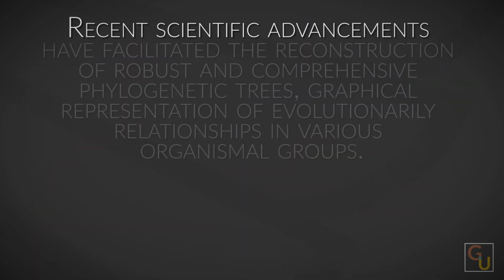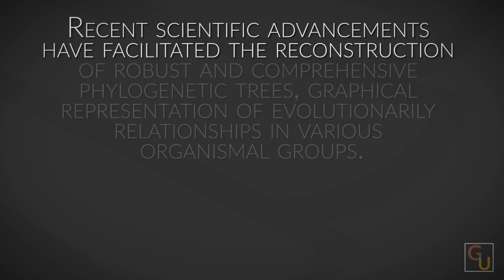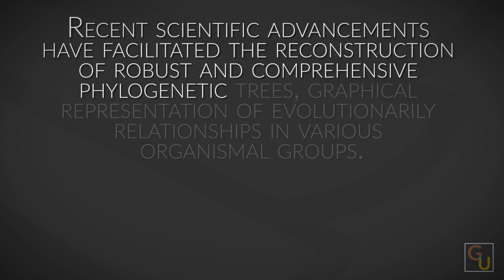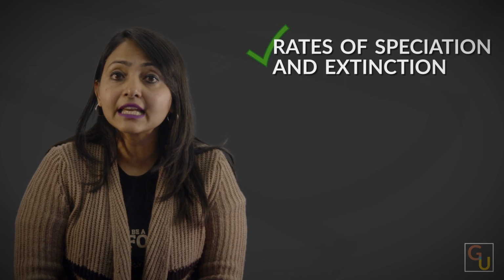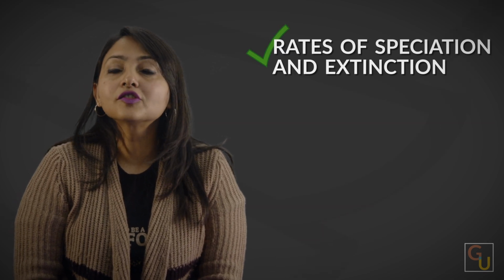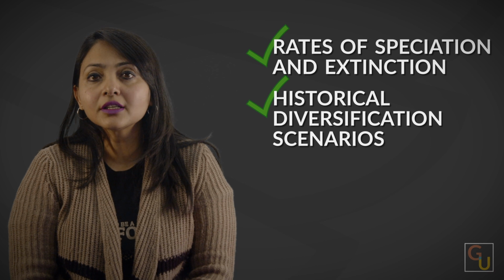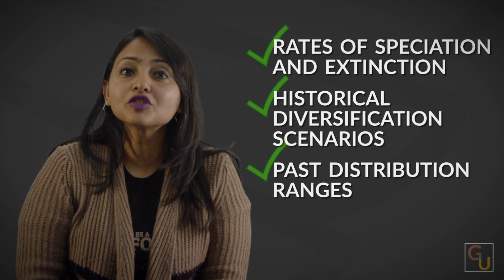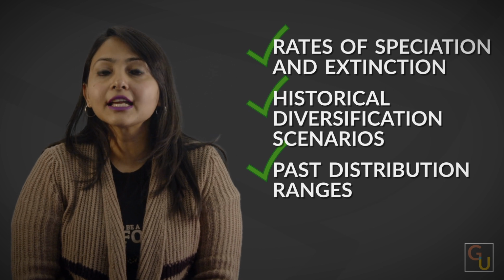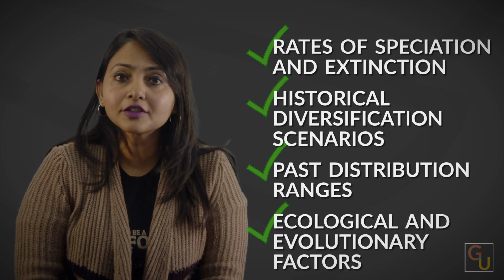Recent scientific advancements have facilitated the reconstruction of robust and comprehensive phylogenetic trees, graphical representations of evolutionary relationships in various organismal groups, that provide the essential frameworks for the estimation of rates of speciation and extinction, reconstructing historical diversification, inference of diversification timings, and past distribution ranges, linking these to ecological and geological factors.